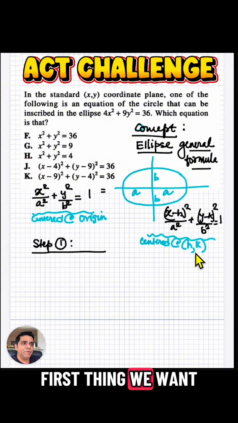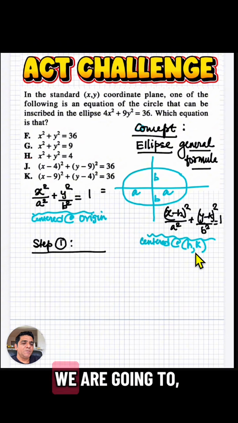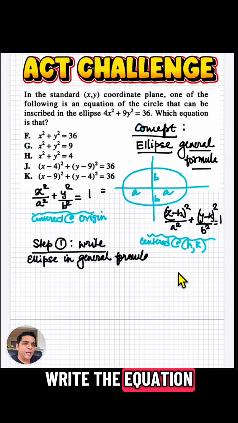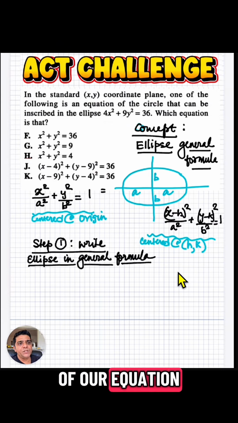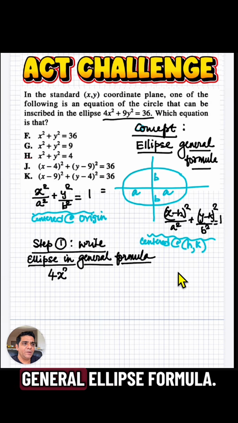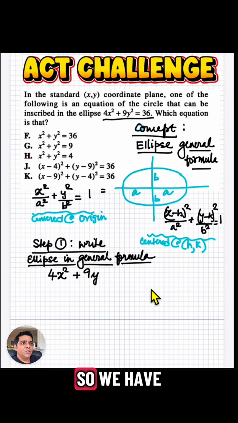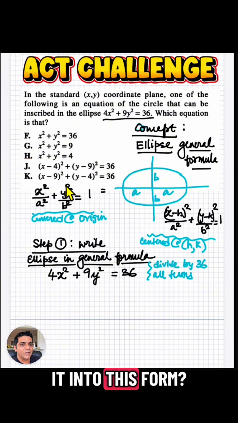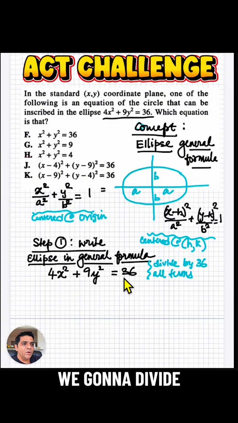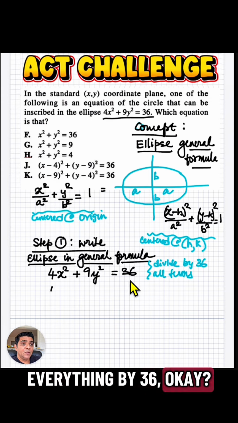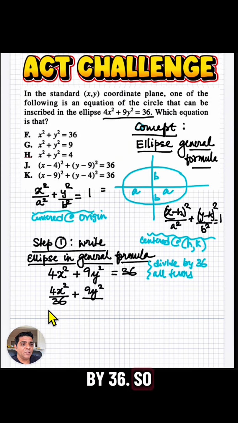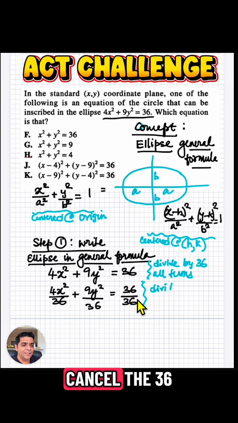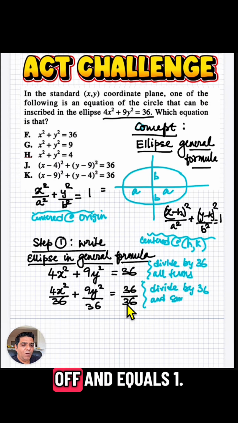So the first thing we are going to do is write the equation of our ellipse and compare it to the general ellipse formula. We have 4x squared plus 9y squared equals 36. We want to bring it into this form, equals 1, so we're going to divide everything by 36, all of it. This cancels the 36 off the right side and gives equals 1.